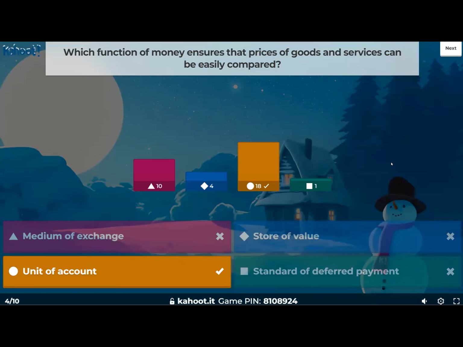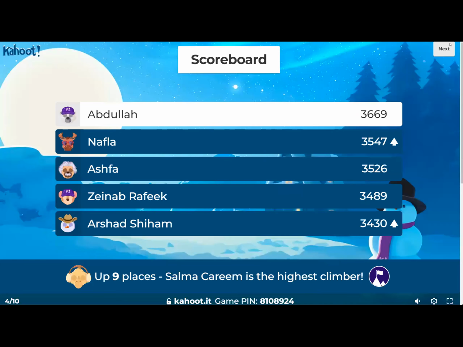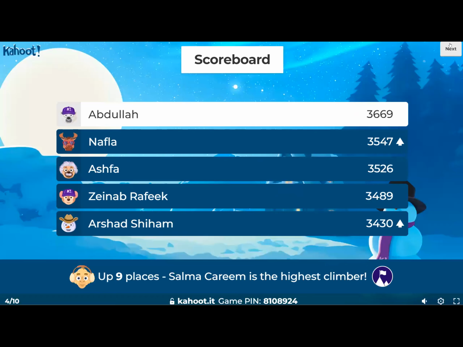More like the unit of account, right? Because with the unit of account, you can see an iPhone is 300,000 rupees, a Samsung is, let's say, 250,000. You can compare. Okay, the leaderboard still looks the same. Small people climbing up. Nice, I see my name also on this.